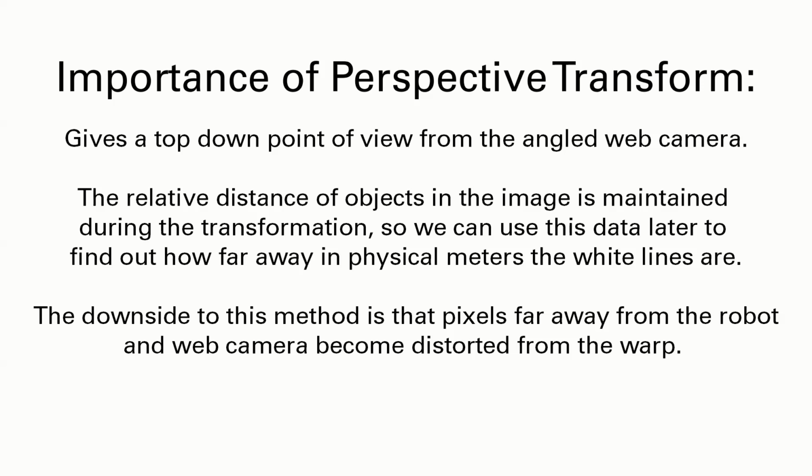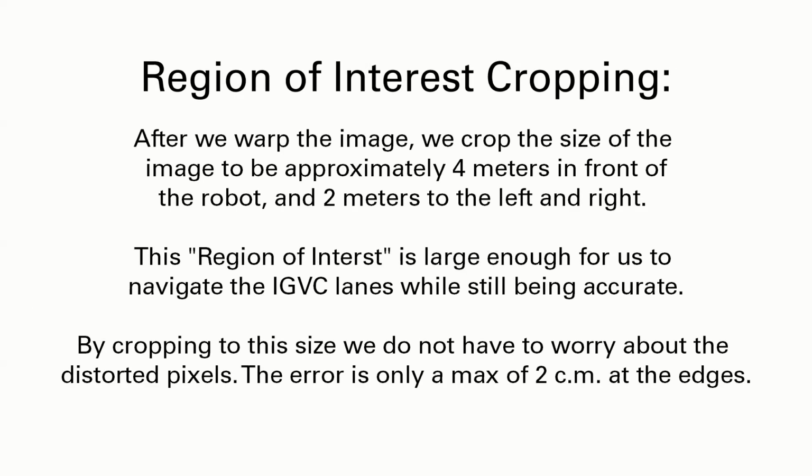Pixels that are farther away from the robot and along the edges of the image get warped and distorted. In order to deal with the distortion caused by transforming the perspective of our image, we are going to crop down to a special region of interest. It will be approximately 4 meters in front of the robot and 2 meters to either side. This region is large enough for our purposes in IGVC.